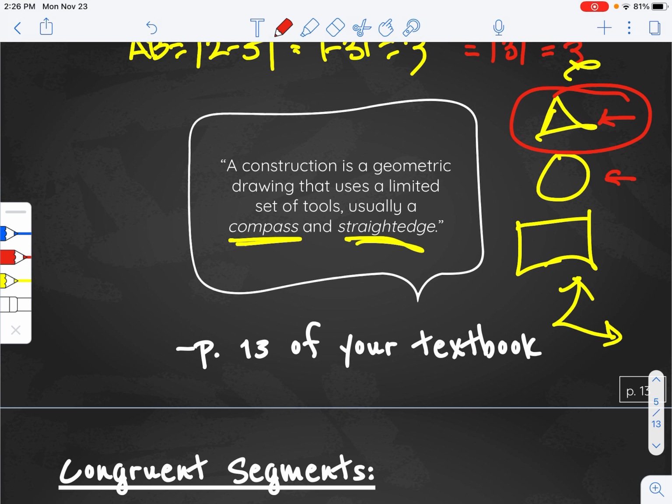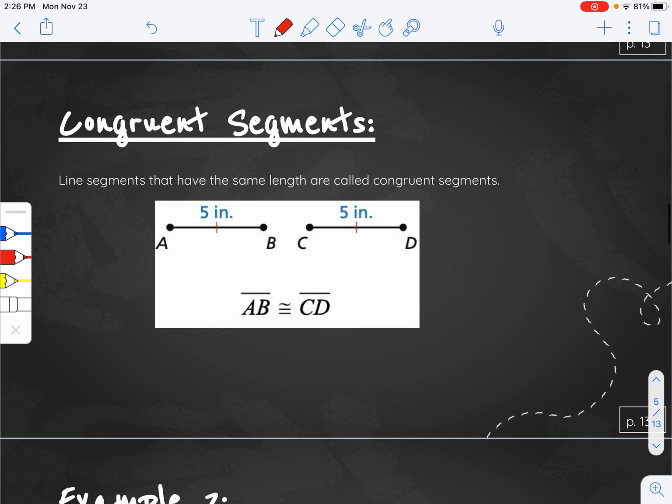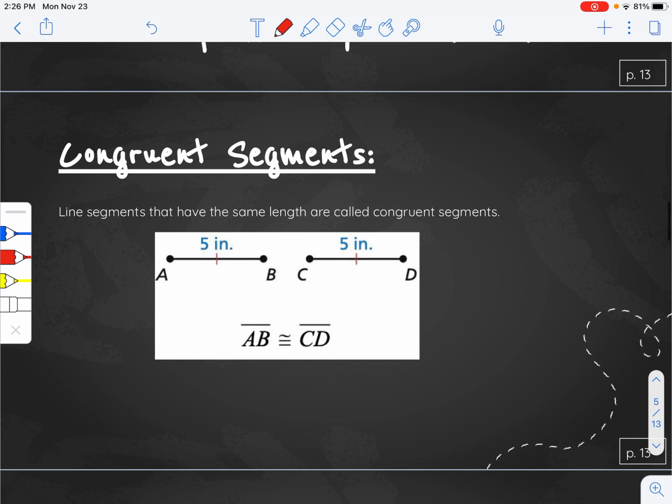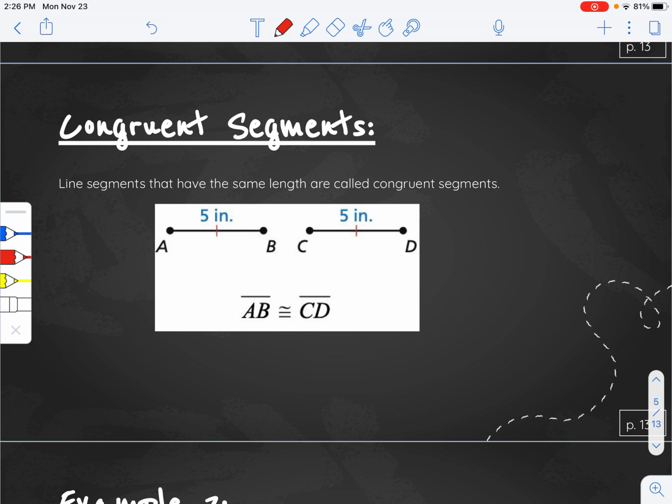So that's all that it wants you to know about constructions. That's all that we're trying to point out, that if we were to use tools and practice some constructions, you would just use a compass and a straight edge. Now let's talk about congruent segments a little bit. We talked in our success criteria about congruent segments, so let's dive into it a little bit more.